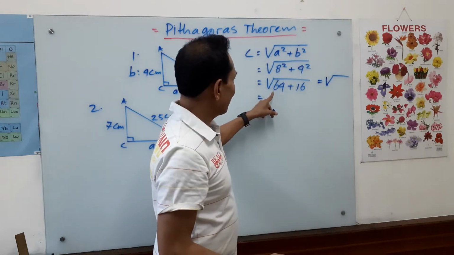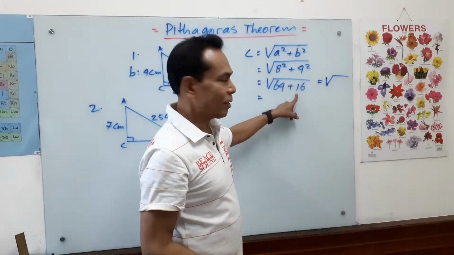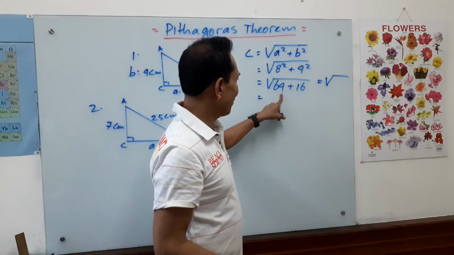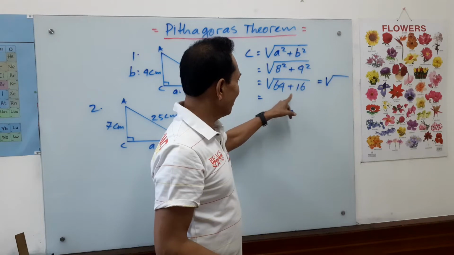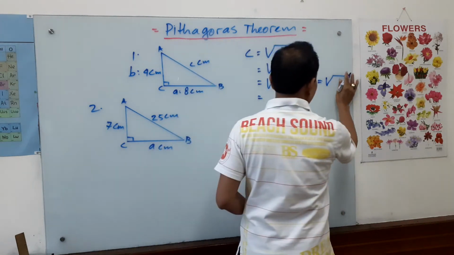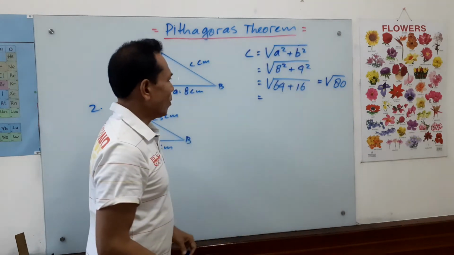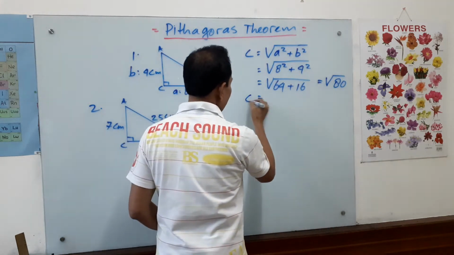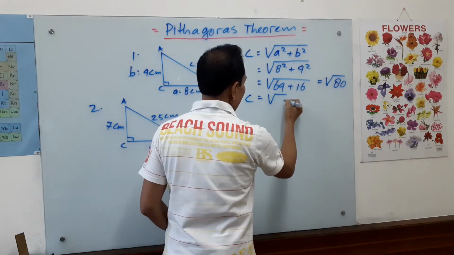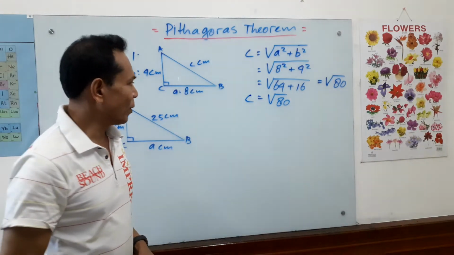Now 6 plus 1 is 7, so this should be 70, and then 4 plus 6 is 10, so it should be 80. So square root 80. Now C equals square root 80.